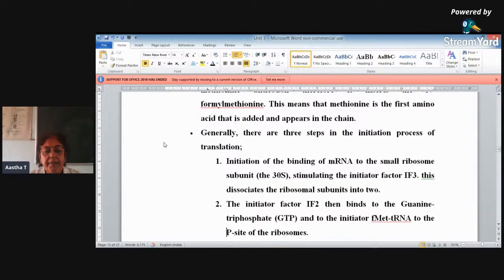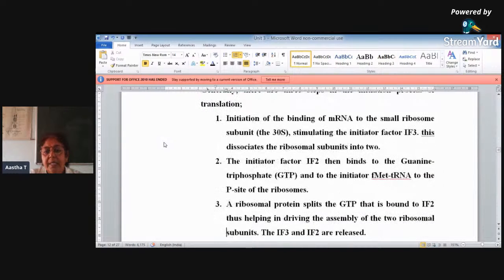Initiation factor IF2 will then bind to GTP and to the initiator amino acid, that is f-methionine tRNA, at the P site of the ribosome. The ribosomal protein splits the GTP that is bound to IF2.